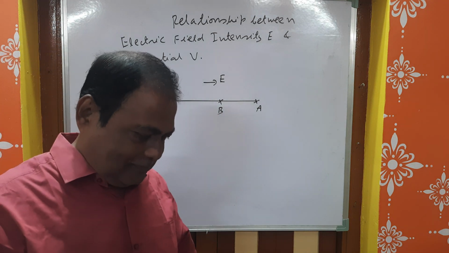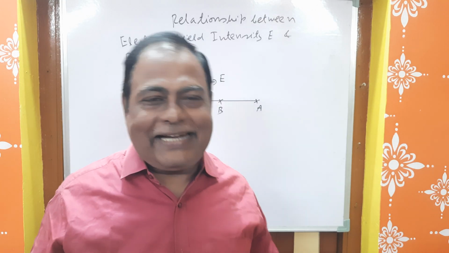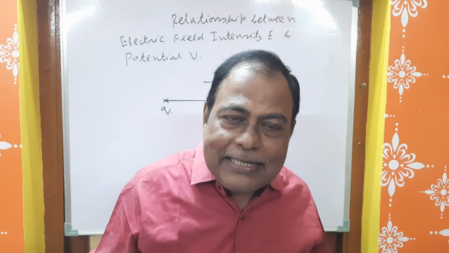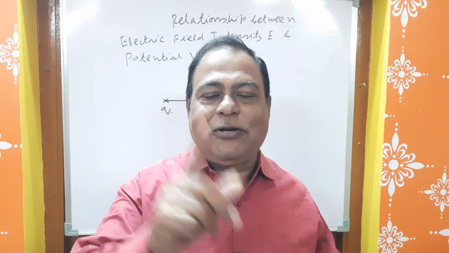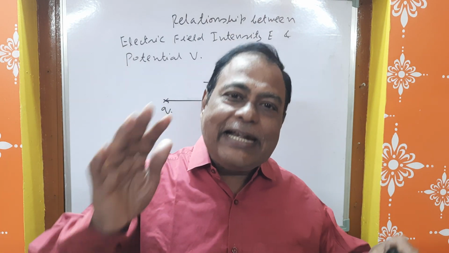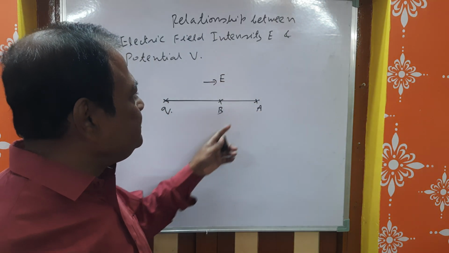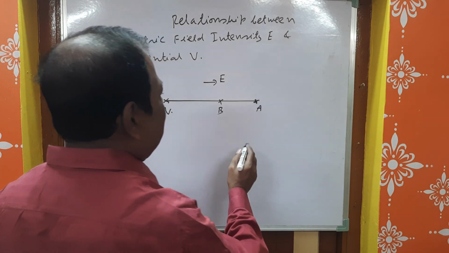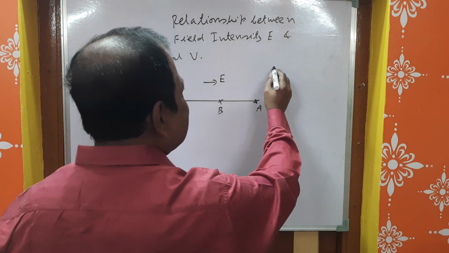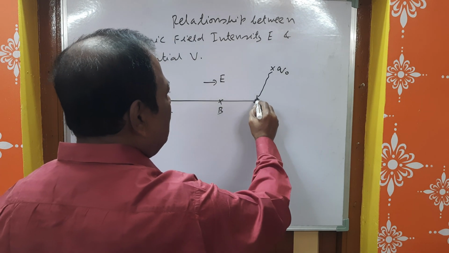Now, one thing, you know the potential definition. That is, it is the amount of work done in bringing a unit positive charge from infinity to a particular point in the electric field created by other charge. Already I have discussed in my last lectures. Okay. So, now I bring a charge, suppose Q0, from infinity to this point.